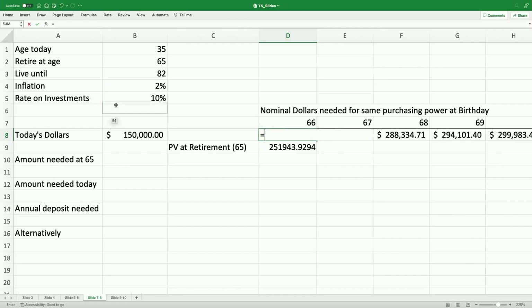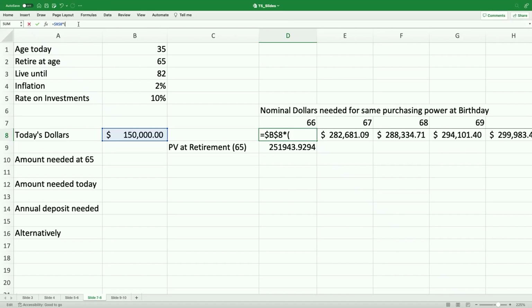But let's walk through it. We take this $150,000. That's how much we'd start with. I'm going to freeze it with my dollar signs because I'm going to fill across and I don't want it to go anywhere. All right, so we start with the $150,000. With 2% inflation, how many nominal dollars is that in year 66?